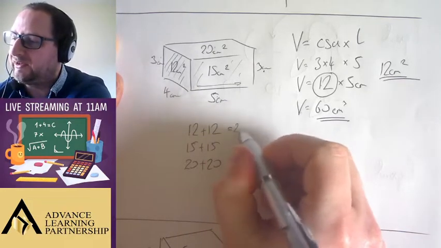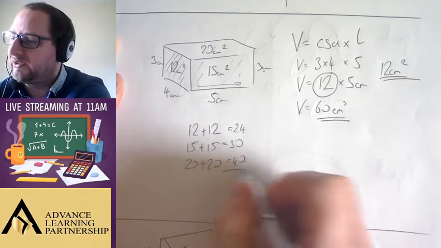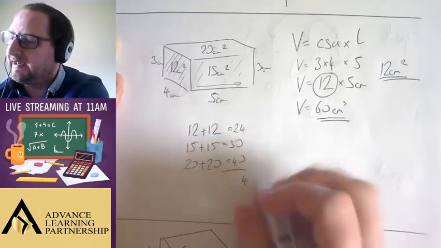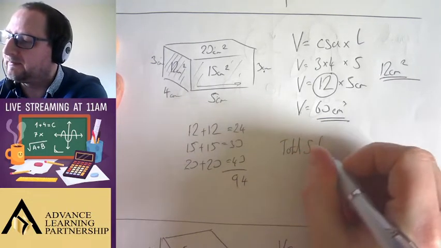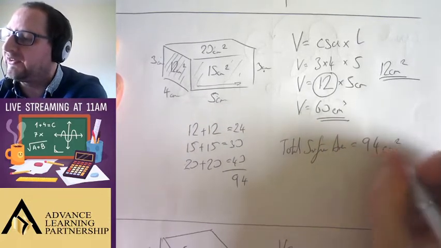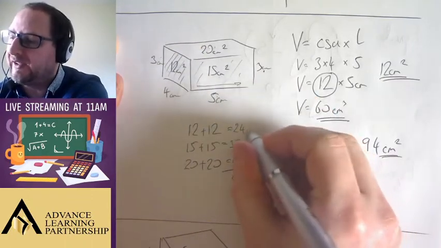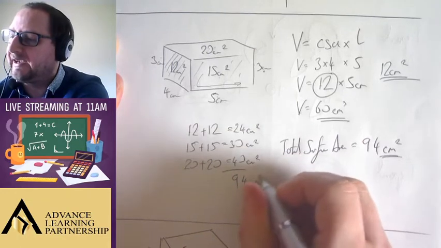So they generate 24, they generate 30, they generate 40, and a quick total of that, 4, 4, 7, 8, 9. So the total surface area is 94, watch the units here, centimetres squared. And it's centimetres squared because you're adding areas together. So that area is added to that area, which is added to that area to give that area.